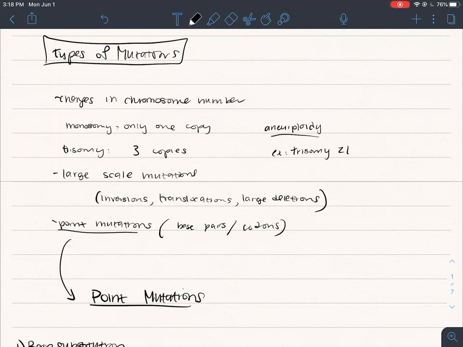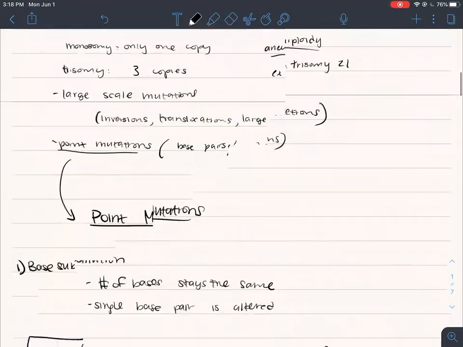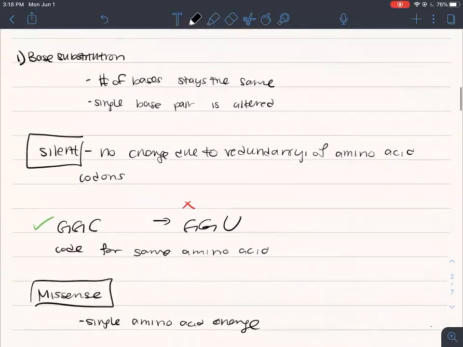And today we're mostly going to talk about point mutations, which are changes in the small factors such as base pairs and codons. There's two types. We'll first start with base substitution. This doesn't change the number of bases in your genetic material, but it can be altered. There's three types: silent, missense, and nonsense.